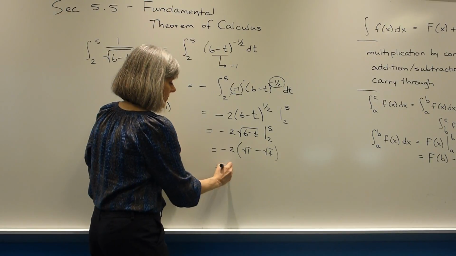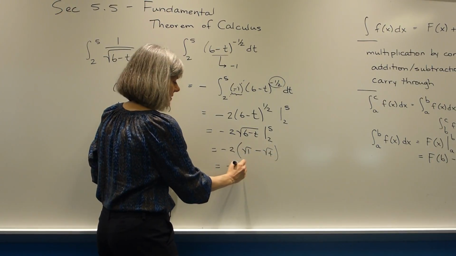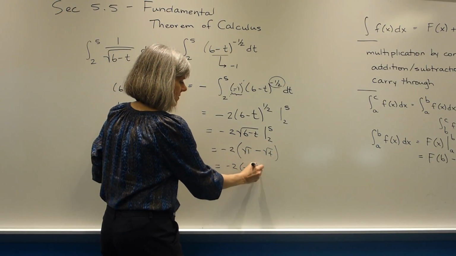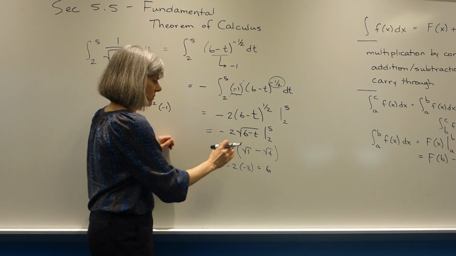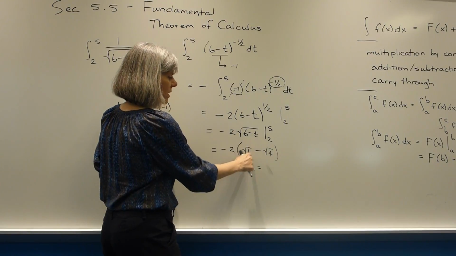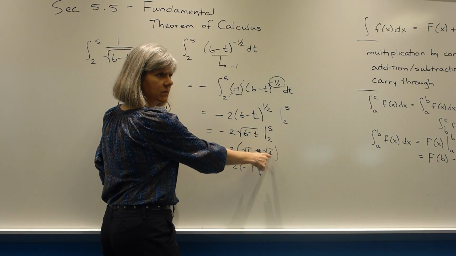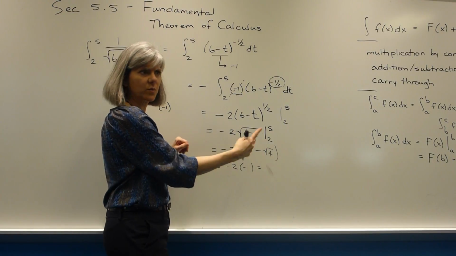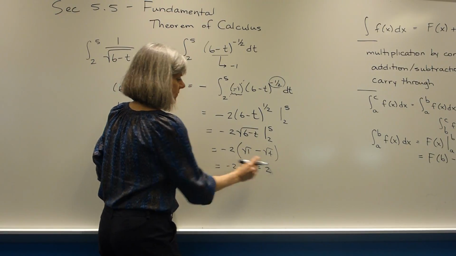So -2 times 1 minus 3, -3. Oh, no, yes, no. 1 minus square root of 4 is 2. So 1 minus 2, -1. So 2.